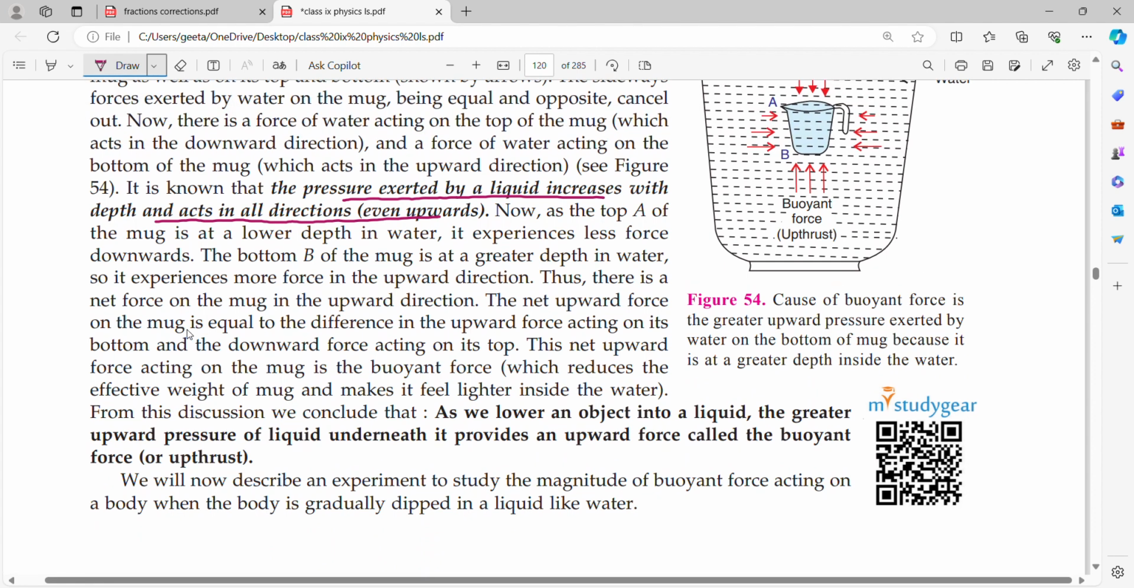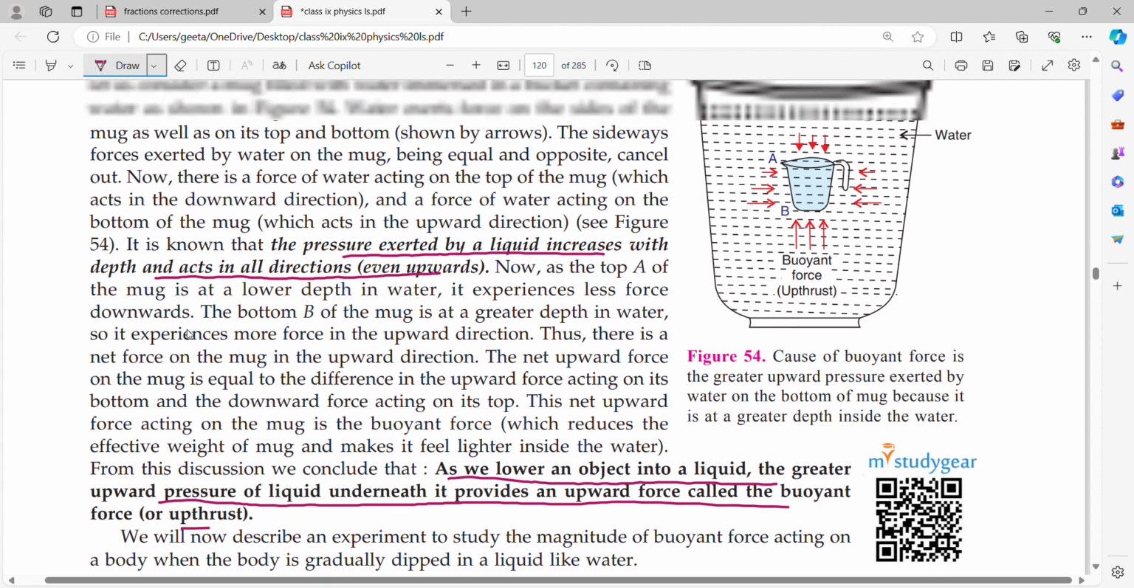Please note down this line: if you lower an object into a liquid, the greater upward pressure of the liquid underneath it provides an upward force, which is also called buoyant force.